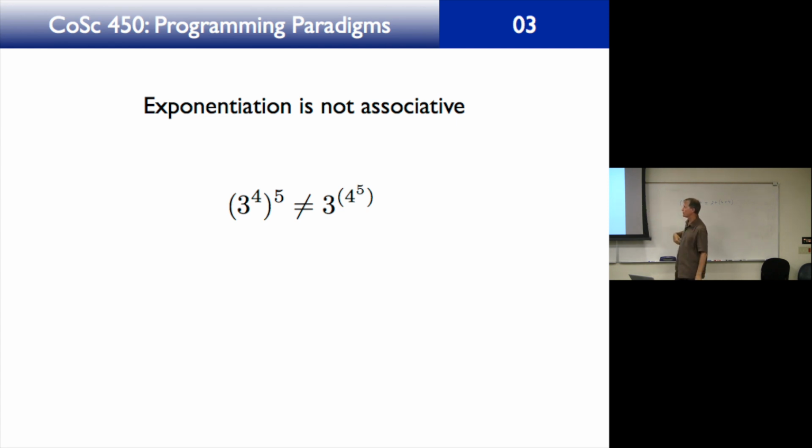Actually, what is 3 to the 4th to the 5th, the one on the left-hand side? Can anybody figure that one out? 3 to the 20th. And what is 3 to the 20th? Somebody have a calculator? How do you get that? Can you do 3 to the 20th? Yeah, but it's very big. What about 4 to the 5th?